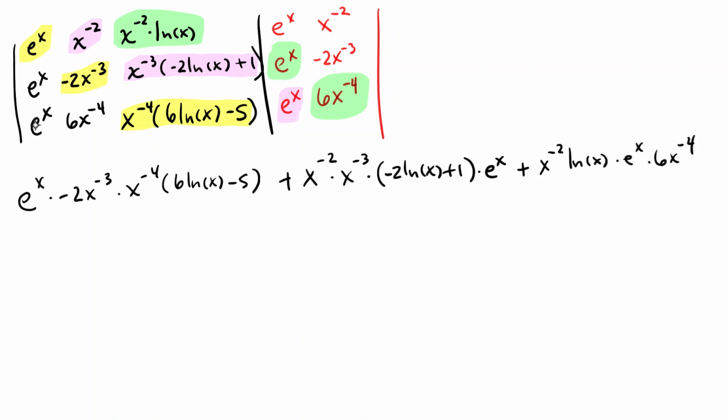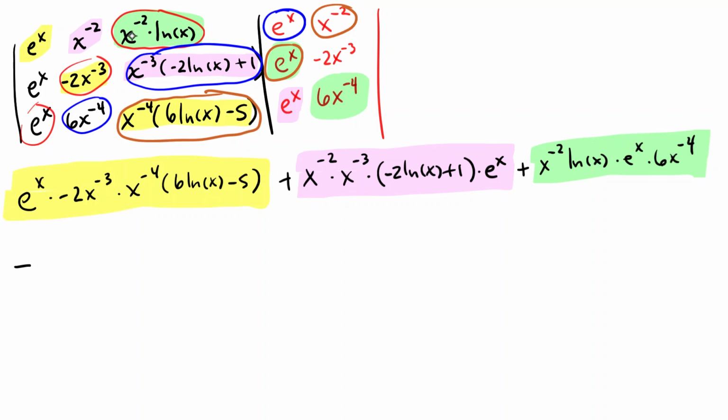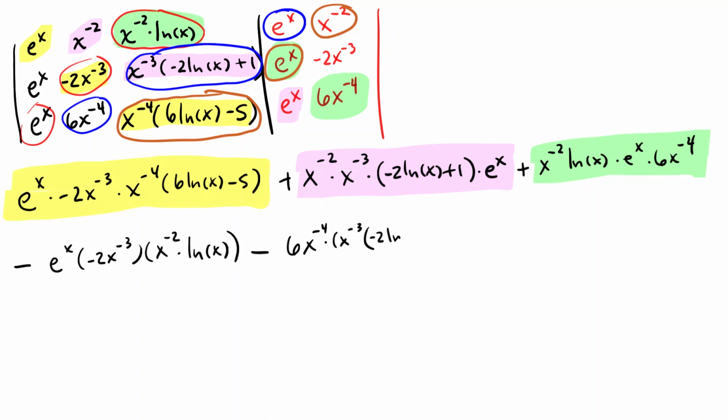And now we begin the process where we go up the diagonals, subtracting. Now we subtract this next product, starting at the bottom left and going up the diagonal. e to the x times negative 2x to the negative 3 times x to the negative 2 times ln of x, minus our next product up the diagonal, 6x to the negative 4 times x to the negative 3 times negative 2 ln of x, plus 1 close parentheses times e to the x, minus our final diagonal, x to the negative 4 times 6 ln of x minus 5 times e to the x times x to the negative 2.